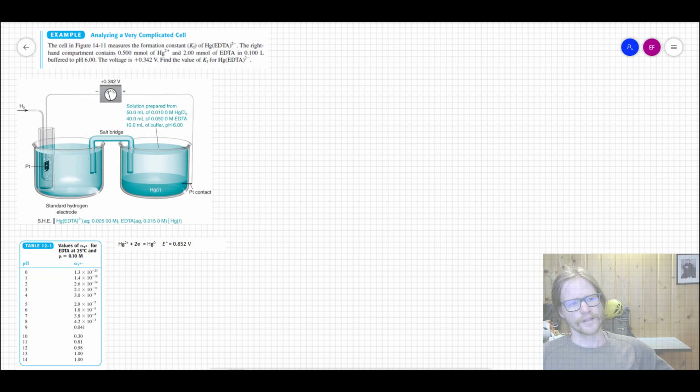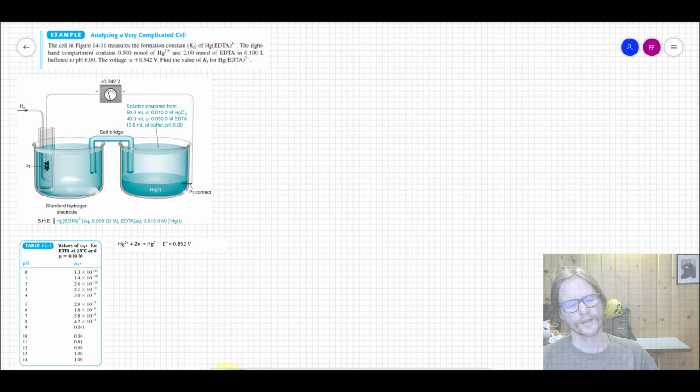The right-hand cell compartment contains half a millimole of mercury 2 plus and 2 millimole of EDTA in a 0.1 liter buffered solution. It's buffered to pH 6. And then the overall cell voltage in this cell is 0.342. And then what you have on the left cell that you can see is some hydrogen gas being bubbled in a tube over a solid platinum electrode. And this is what we call the standard hydrogen electrode.